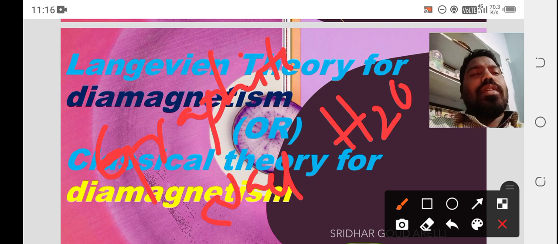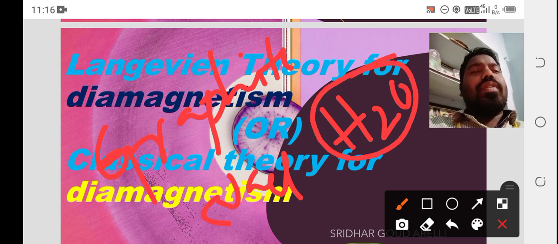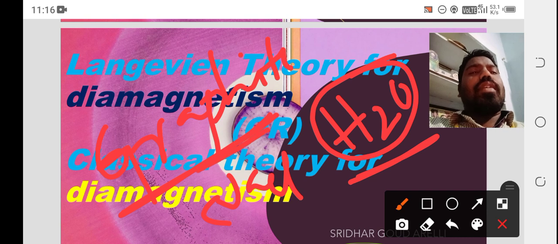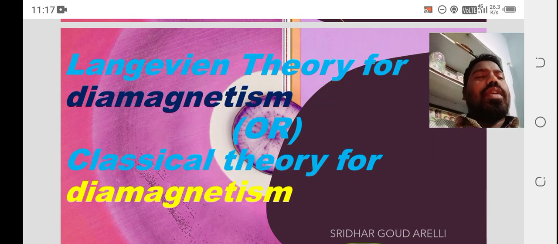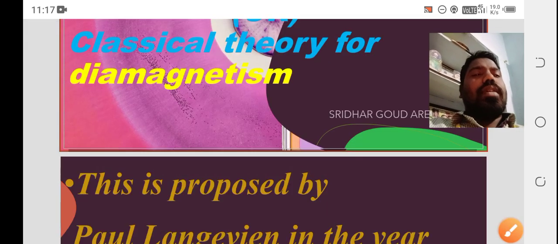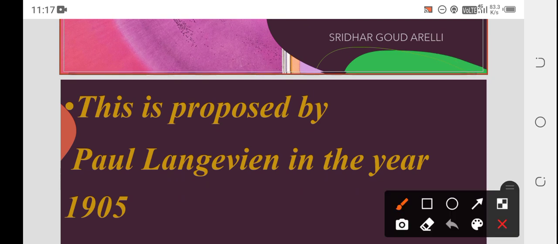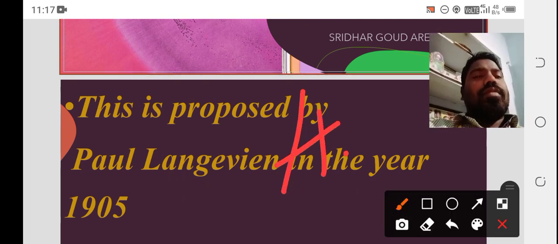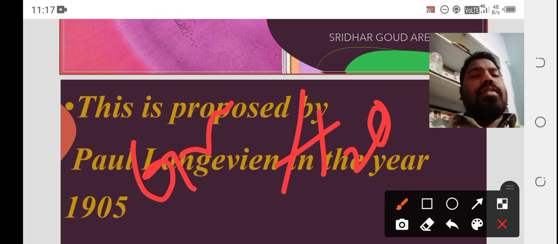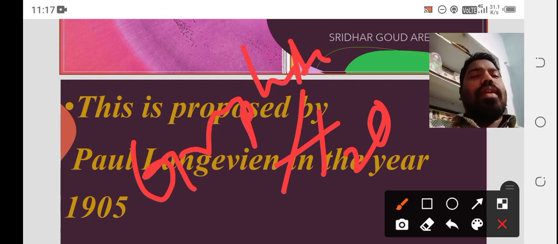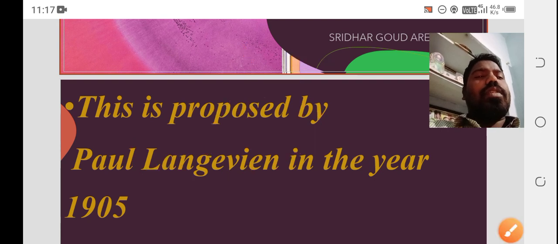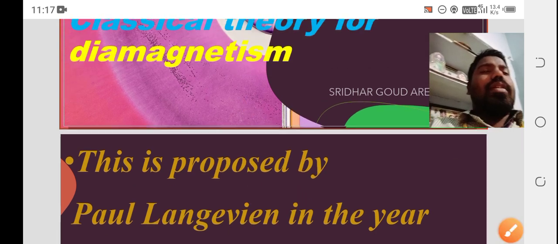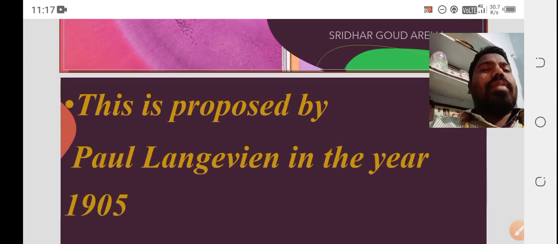So the drinking source of humans or organisms is water. The writing source of the pencil is graphite. And the cooking source of the material is sodium chloride. So H2O, graphite and sodium chloride are the examples of the diamagnetic materials.